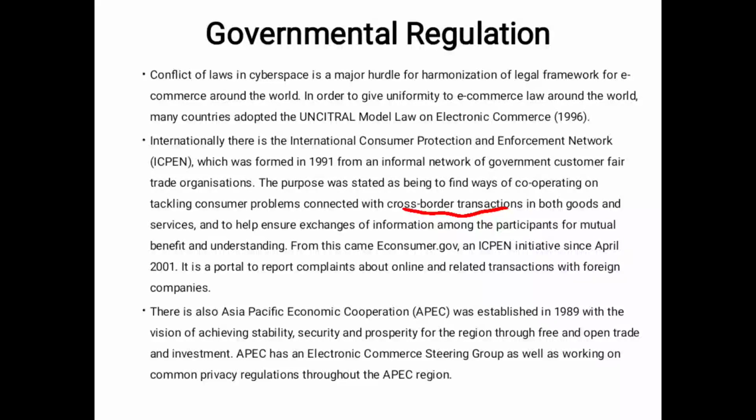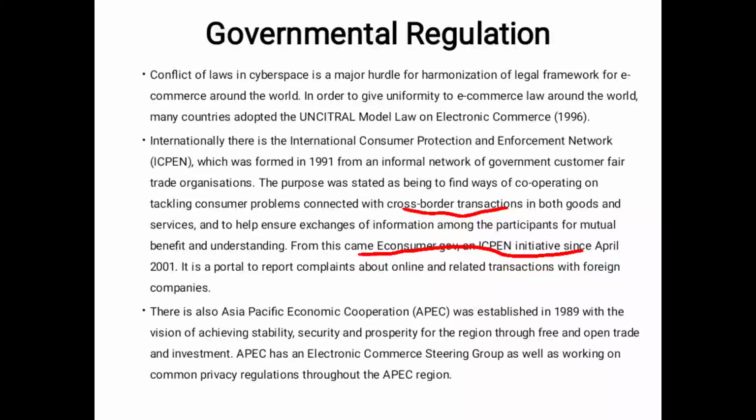From this came econsumer.gov, an ICPEN initiative since April 2001. It is a portal to report complaints about online and related transactions with foreign companies. So if there is any complaint about foreign items, then you can complain on this website.